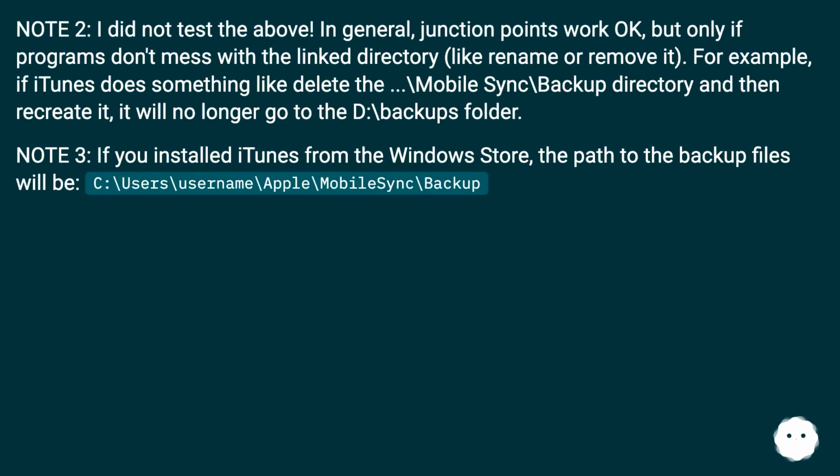In general, junction points work okay, but only if programs don't mess with the linked directory, like rename or remove it. For example, if iTunes does something like delete the MobileSync\Backup directory and then recreate it, it will no longer go to the d:\backups folder. Note 3. If you installed iTunes from the Windows Store, the path to the backup files will be C:\Users\username\Apple\MobileSync\Backup.